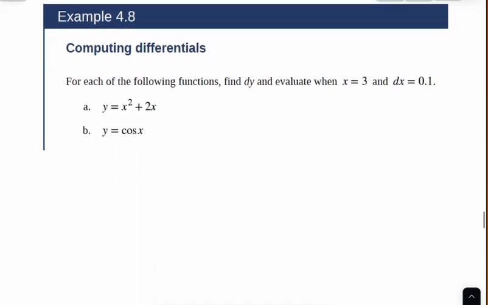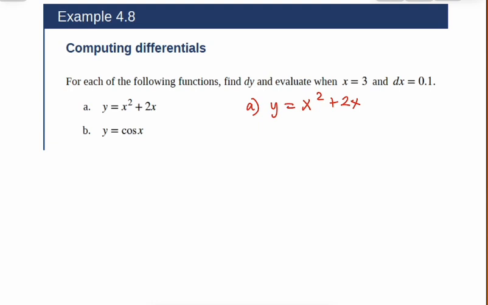So let's look at an example. It says, for each of the following functions, find dy and evaluate when x equals 3 and dx is 0.1. So if the change in x is 0.1, find the change in y is what essentially they're saying. You're going to like these problems. They're very, very nice, especially when they're explicitly solved for y like this one is.